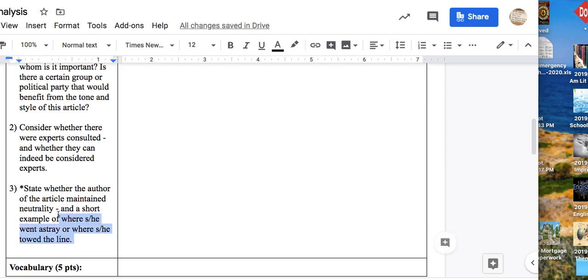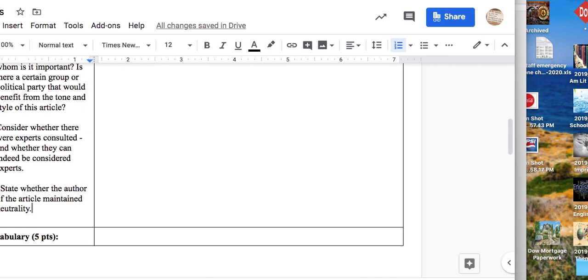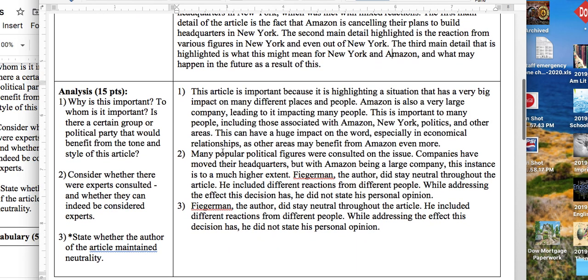Actually, I took the example part out. I just want you to state whether they maintained neutrality. I made it even easier this year. Look at me. So, 1, 2, 3 all answered here.